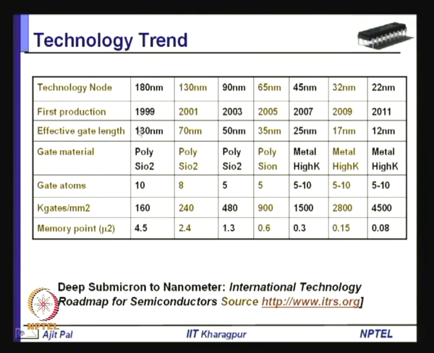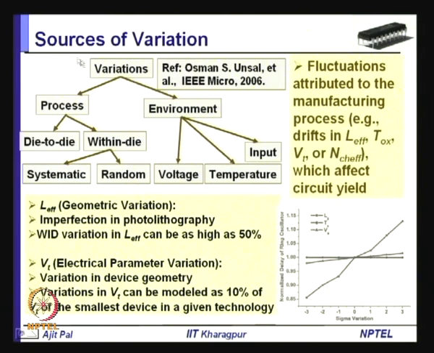Let us not go into the details of this, but what we are observing is that as we go from one technology generation to another, the device size is shrinking, and you are able to put more and more transistors, or more and more gates, per millimeter square. This will lead to another problem, which we can define as process parameter variation. So, the variations can be of several types, process and environment.